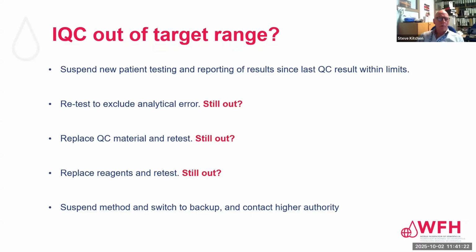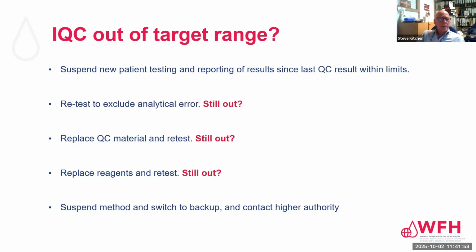So what do we do? What do we recommend? And again, this is discussed in the WFH laboratory manual. I think the key, it's obvious, it's self-evident, but I wanted to remind ourselves, if we've got an IQC out of range, we should suspend new patient testing and suspend reporting of any patient results which have been obtained since the last QC result was within limit. There could be some merit in retesting the QC. This would confirm whether or not the previous out of range result was an analytical error.